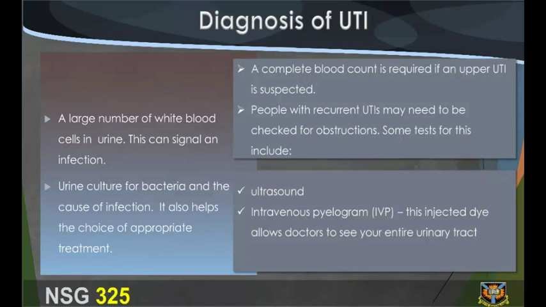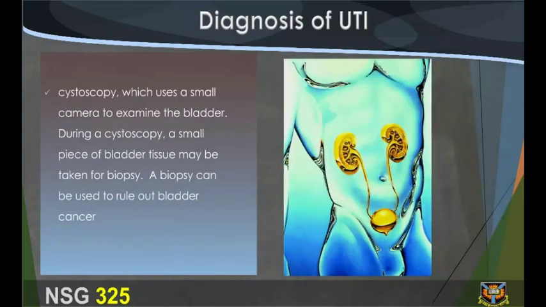A complete blood count is required if an upper UTI is suspected. People with recurrent UTIs may need to be checked for obstructions. Some tests for this include ultrasound and intravenous pyelogram (IVP). This injected dye allows doctors to see your entire urinary tract. Cystoscopy uses a small camera to examine the bladder. During a cystoscopy, a small piece of bladder tissue may be taken for biopsy. A biopsy can be used to rule out bladder cancer.